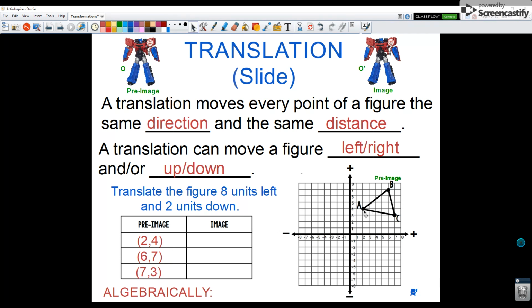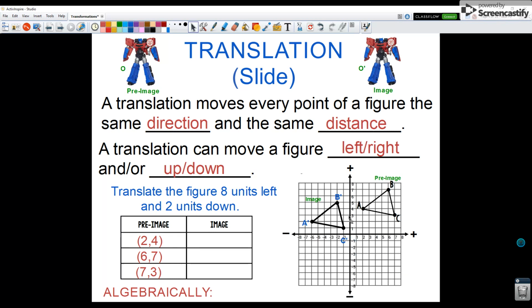Now, we are going to take this pre-image and translate it 8 units to the left: 1, 2, 3, 4, 5, 6, 7, 8. And then we're going to translate it 2 units down: 1, 2. As you can see, every coordinate moved the same direction and the same distance. We also moved it left and down so that our new image has now coordinates A prime, B prime, and C prime.